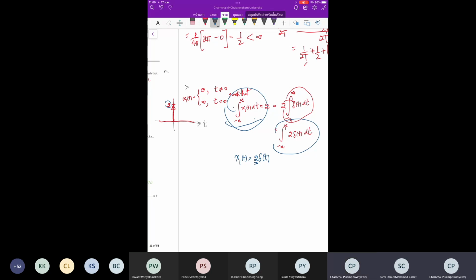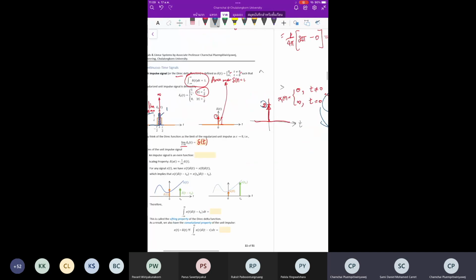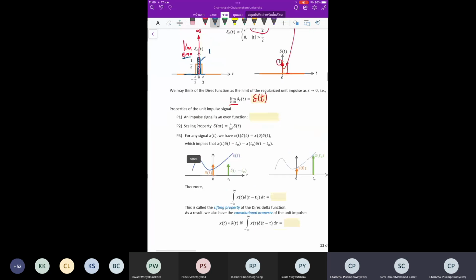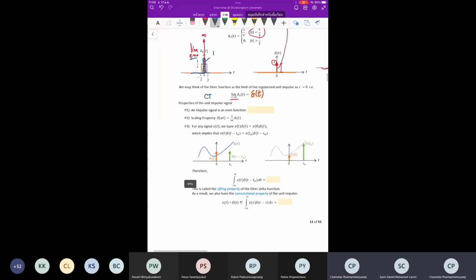Okay, good. Now let's see some of the properties of the unit impulse signal. This is a continuous time impulse. There is another impulse signal called the discrete time impulse, which is slightly different from this. We're going to learn it later, in the following weeks. The first property of the unit impulse signal is that it is an even function. It must be an even function.